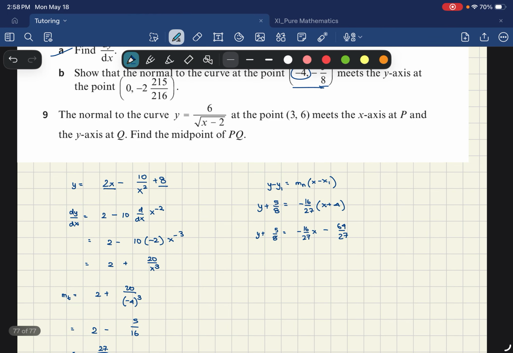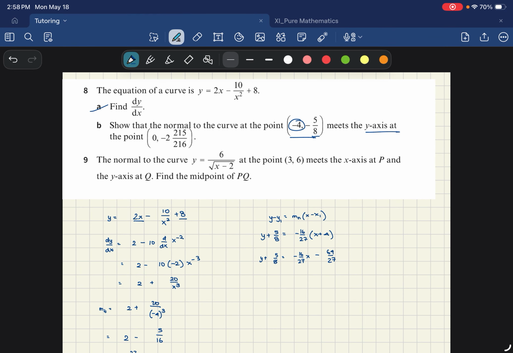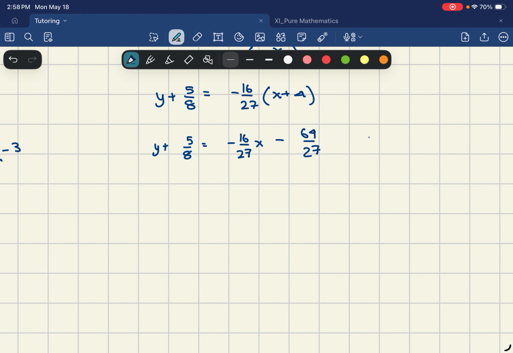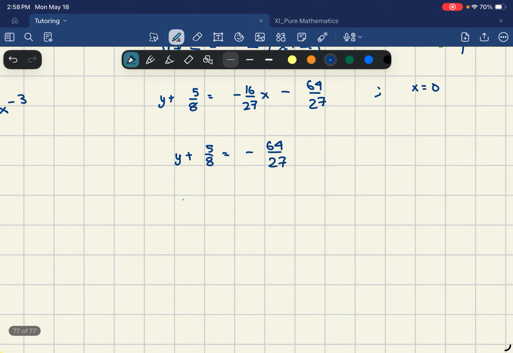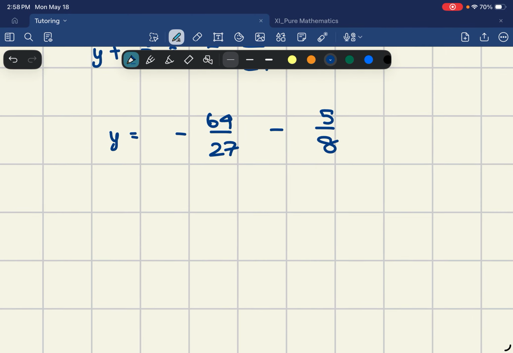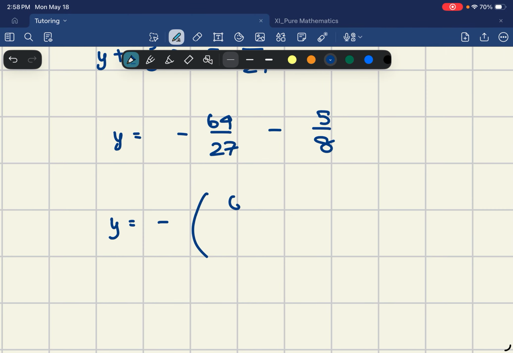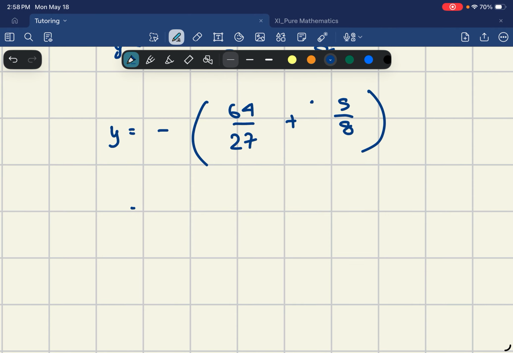But it says it meets the y-axis at this point. So if it's meeting the y-axis, my x is going to be 0. Remember, if it's meeting the y-axis, your x-coordinate is 0, right? So now I can substitute x equals 0 here. So I have y plus 5 over 8 is equal to negative 64 over 27, and y is minus 64 over 27 minus 5 over 8. I factor out the negative and get this expression.